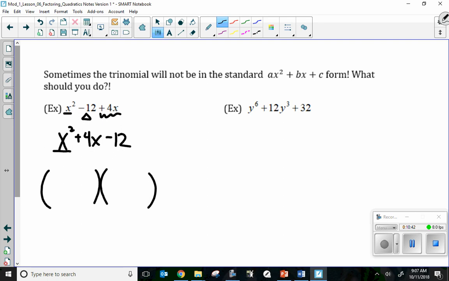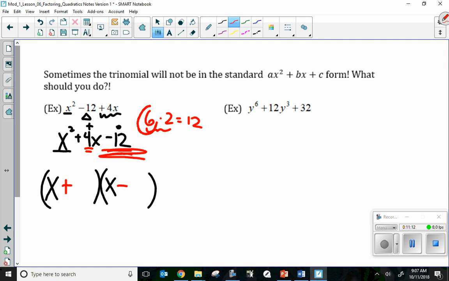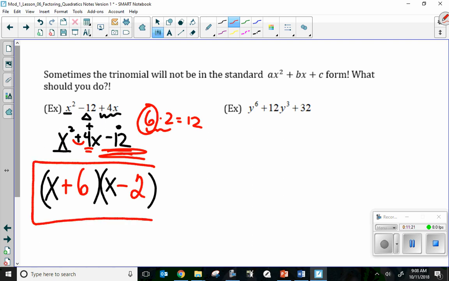What multiplies to negative 12 that adds to 4? All right, well, let's put our x's here. In order to get a negative product, I need to multiply a positive times a negative. So, what multiplies to 12 that's different by 4? Well, 6 times 2 is 12. These two numbers are different by 4. And guess what? The bigger number always takes the middle term. So my 6 is positive and my 2 is negative. There you go.